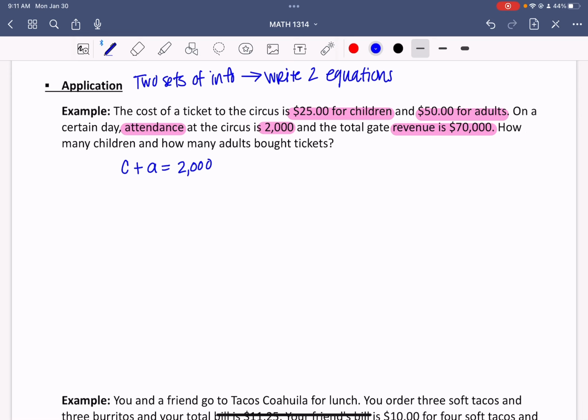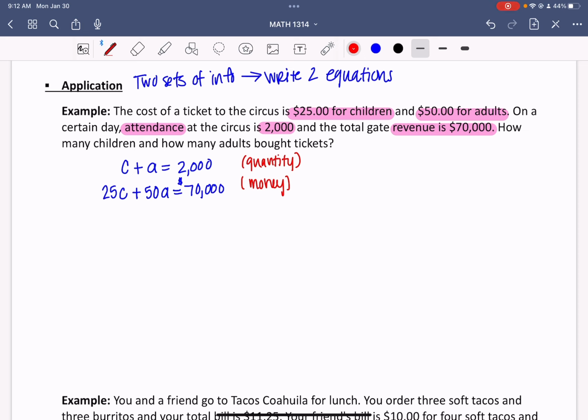Then I'm going to set up one based on revenue. I would say, okay, it costs $25 per child plus $50 per adult. And once we charged those rates, we gathered a total amount of $70,000. So we're going to use our two situations to create two equations, and then we're going to solve them by system. You can see in this situation, we had a quantity equation and a money equation. That's how we can set up these problems, and we'll see this in problems to come.